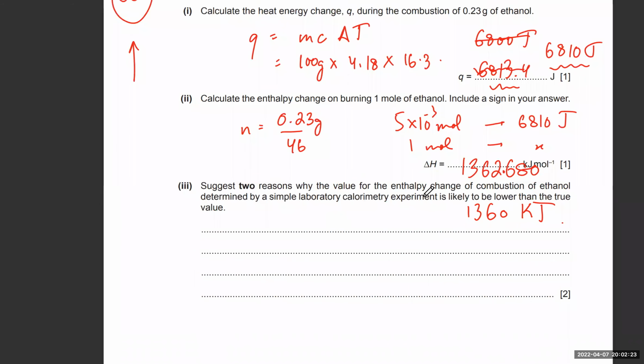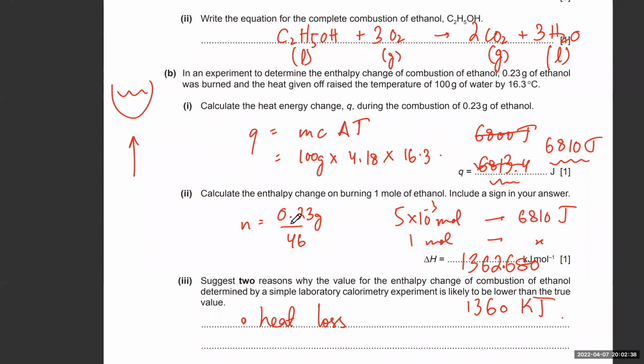Now suggest 2 reasons why the value of the enthalpy of combustion of ethanol determined by this simple experiment is likely to be lower than the true value. Heat loss, right? In an actual experiment, there's going to be a lot of heat loss, so a lot of heat is getting wasted. So the heat you're measuring is actually lower. Is that clear?